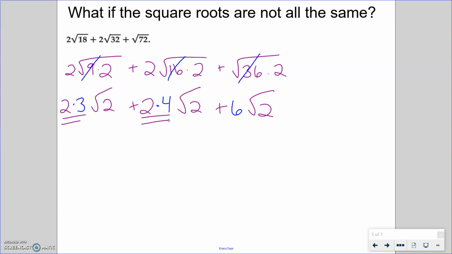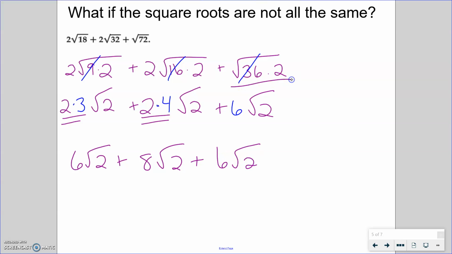When you take that out, you're multiplying those two numbers together. So this turns into 6 root 2 plus 8 root 2 plus 6 root 2. So this one was pretty easy because you didn't have to worry about that. But these two, that's a new concept, okay? So 6 plus 8 is 14 plus another 6, so my final answer is 20 root 2.